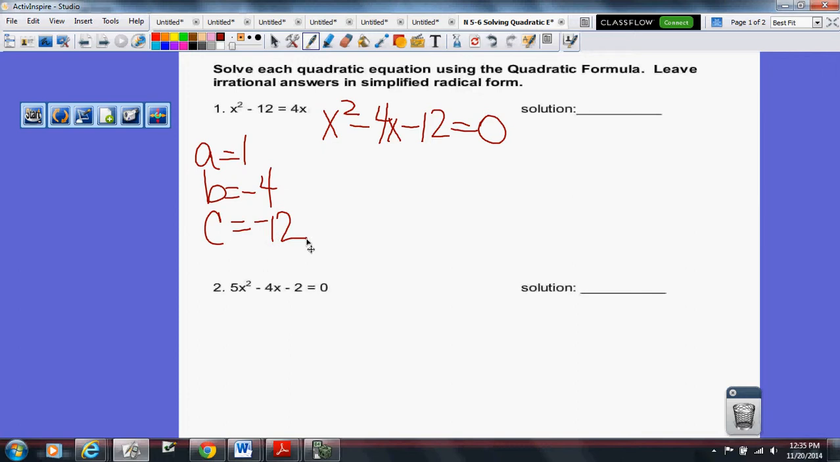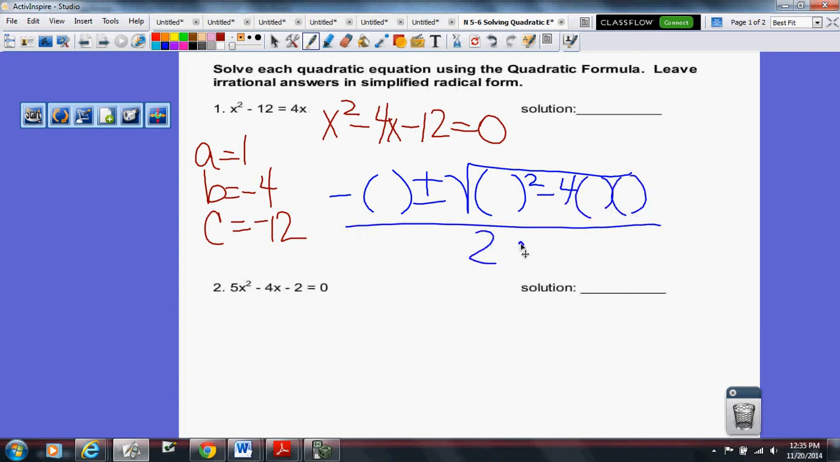So now that I know what my a, b, and c is, kind of like you do when you're trying to SPT it, I can use my radical formula. So when writing the quadratic formula, always put parentheses in place of the variables. So I know I got negative b plus or minus the square root of b squared minus 4 times a times c over 2a. So now I'm going to plug in my values into those parentheses. So I know that my b is a negative 4. I know my a is a 1. And I know my c is a negative 12.